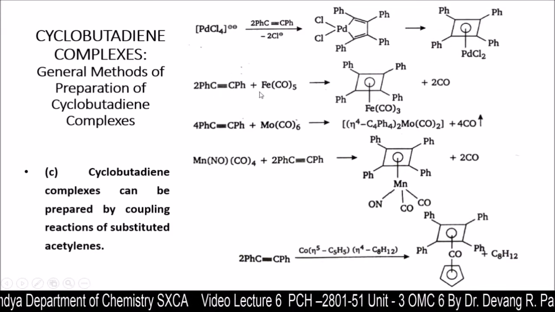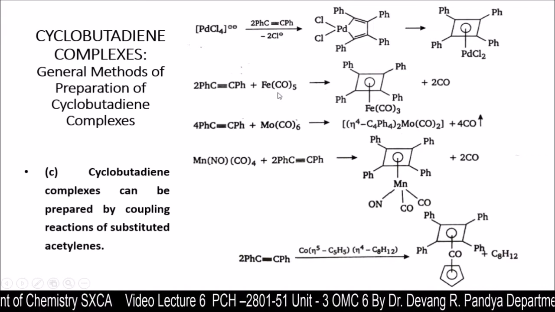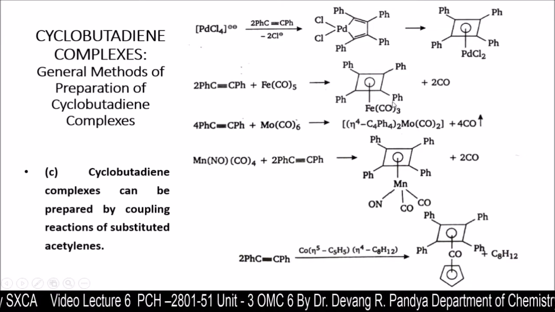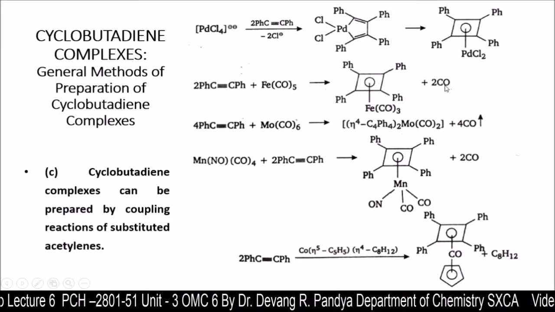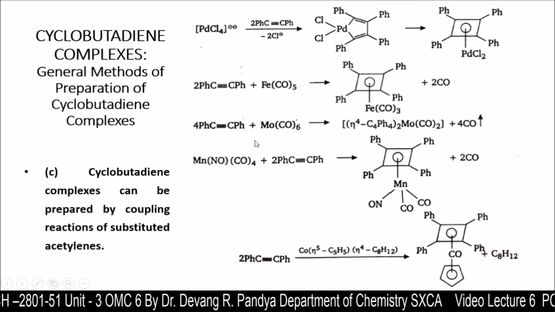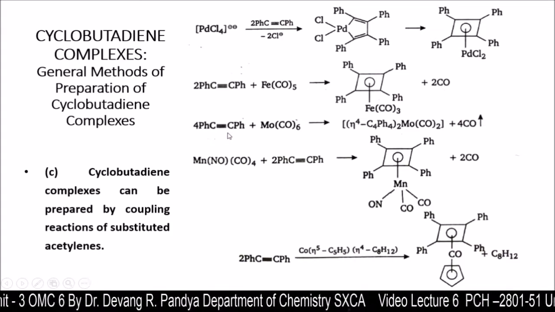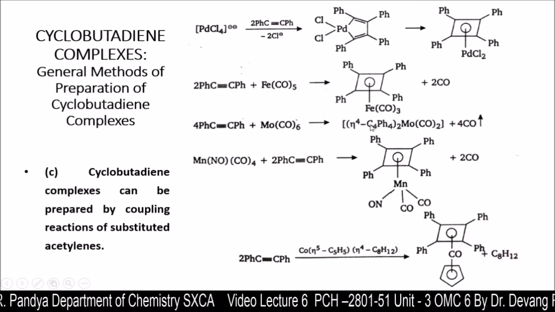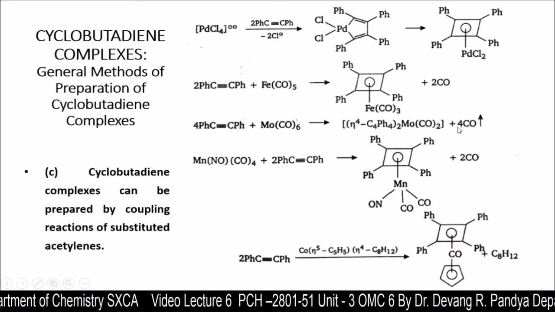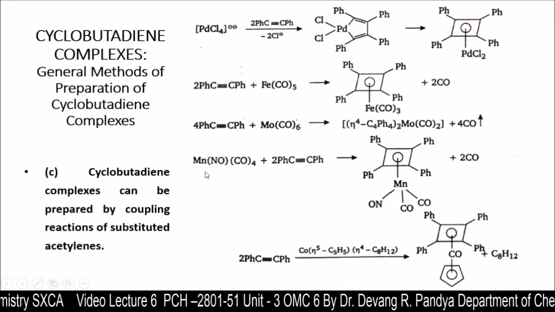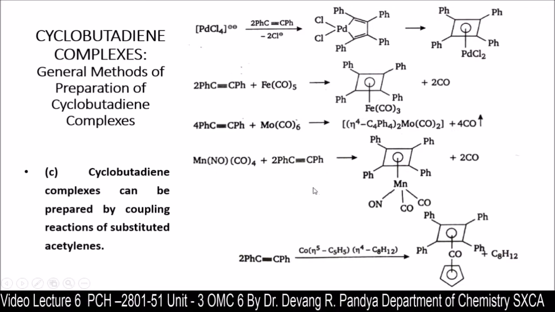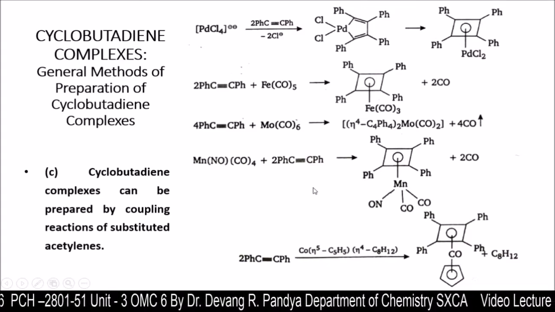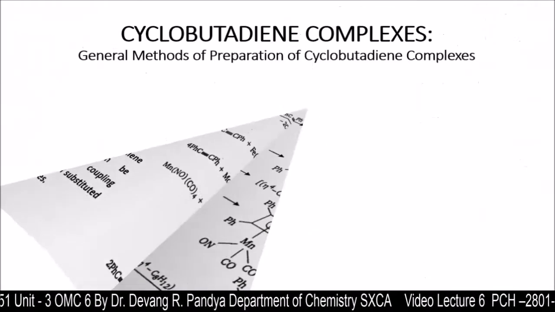The same alkyne treated with Fe(CO)5 gives the substituted cyclobutadiene complex, substituting 2 moles of carbon monoxide. Similarly, another reaction is with molybdenum, where we get the complex with molybdenum, substituting carbon monoxide. In the same way we get a different product as well. The same route and the same process apply.